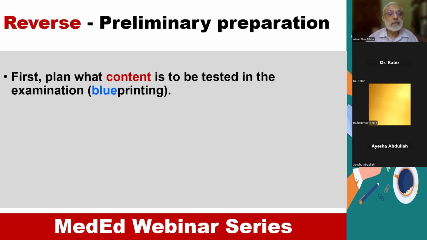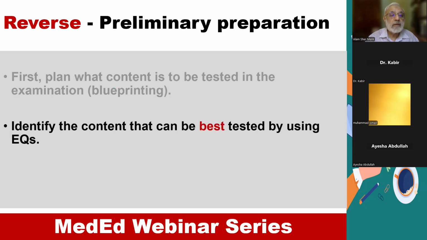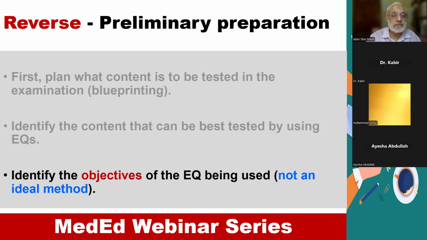Another way could be to first plan the content to be tested in the examination. So prepare a blueprint, and from that blueprint, identify the content that can be best tested by using essay type of question. And based on that, you identify the objectives. Although this is not the best method, we should identify the objective first and then the essay type of question. But sometimes in this situation, we might have to use this reverse method of solving this problem.